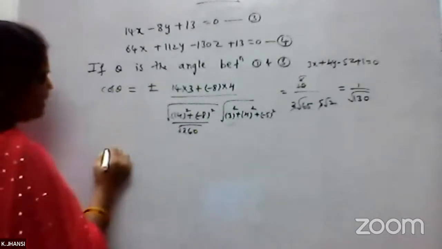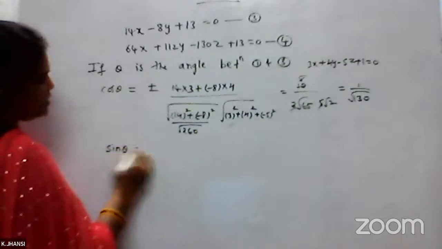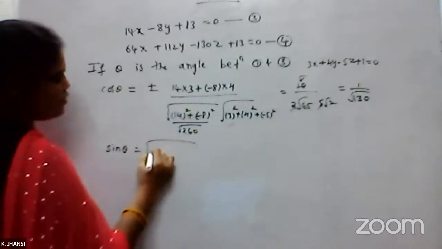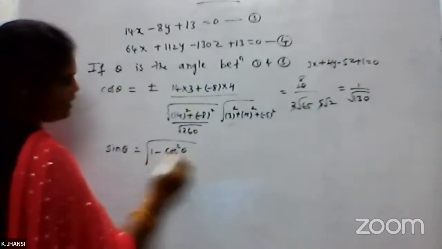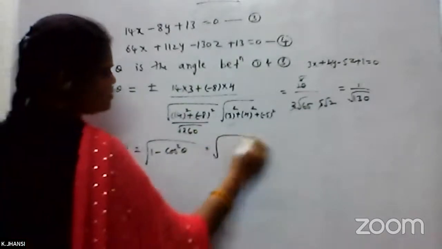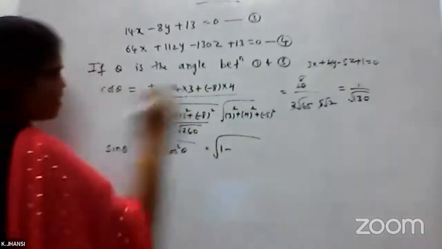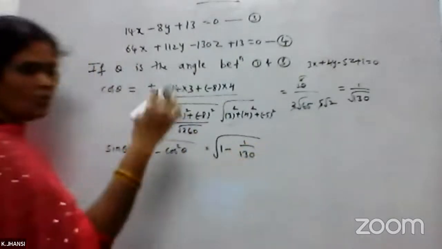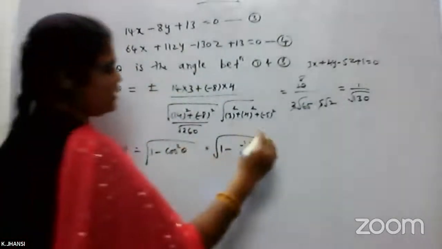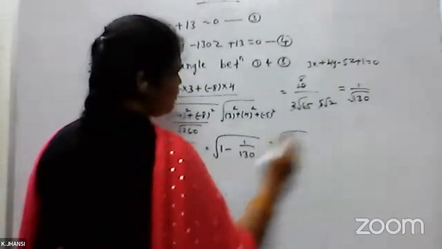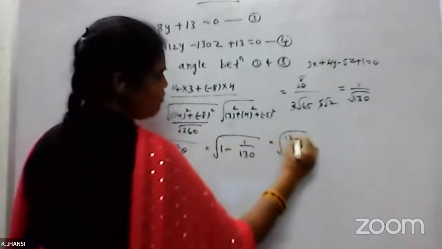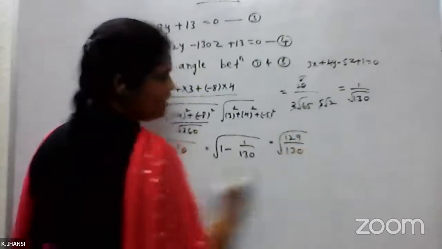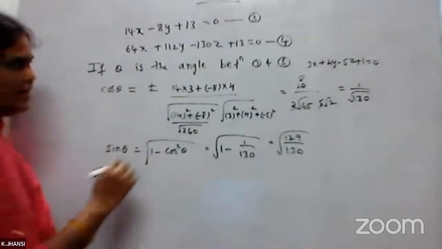Or else you can convert it into sin theta. That is sin theta is equals to root of 1 minus cos square theta. Okay. So it is equals to root of 1 minus, our cos theta value is this one. So we will get 1 by 130. So root will get cancelled. So it is root of 130 minus 1 is 129 by 130. Okay. So this is our sin theta value.